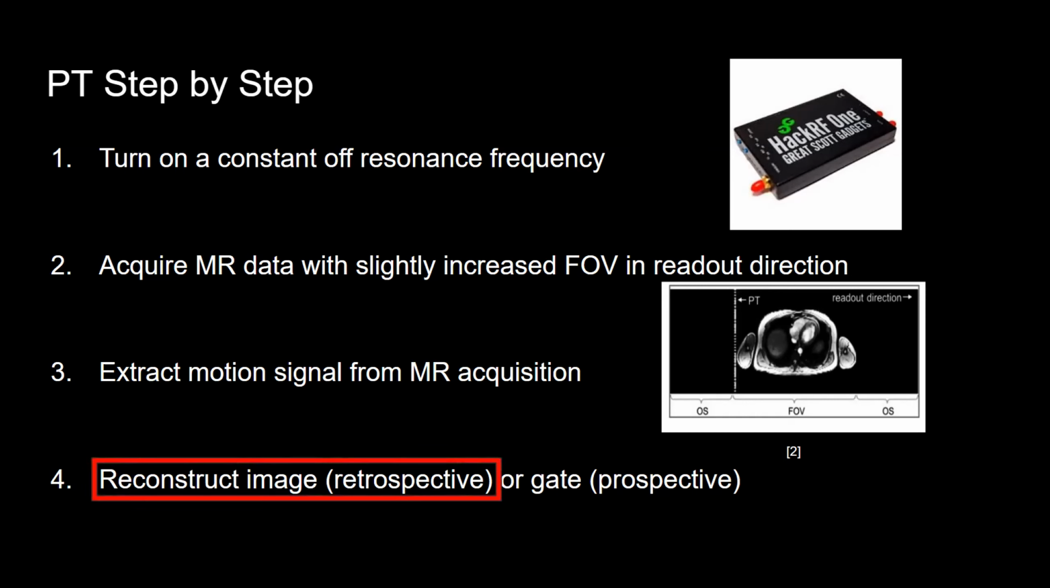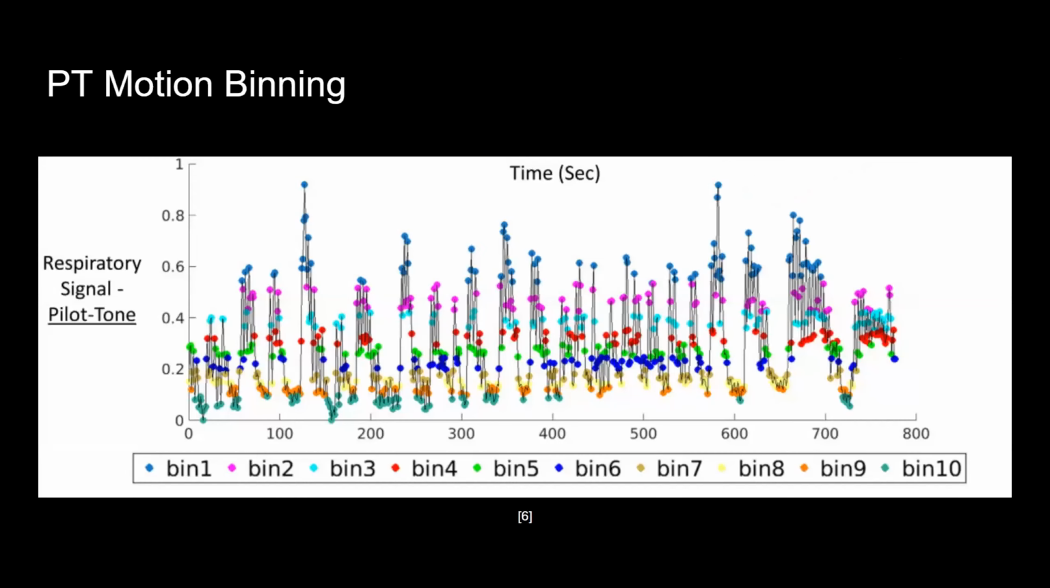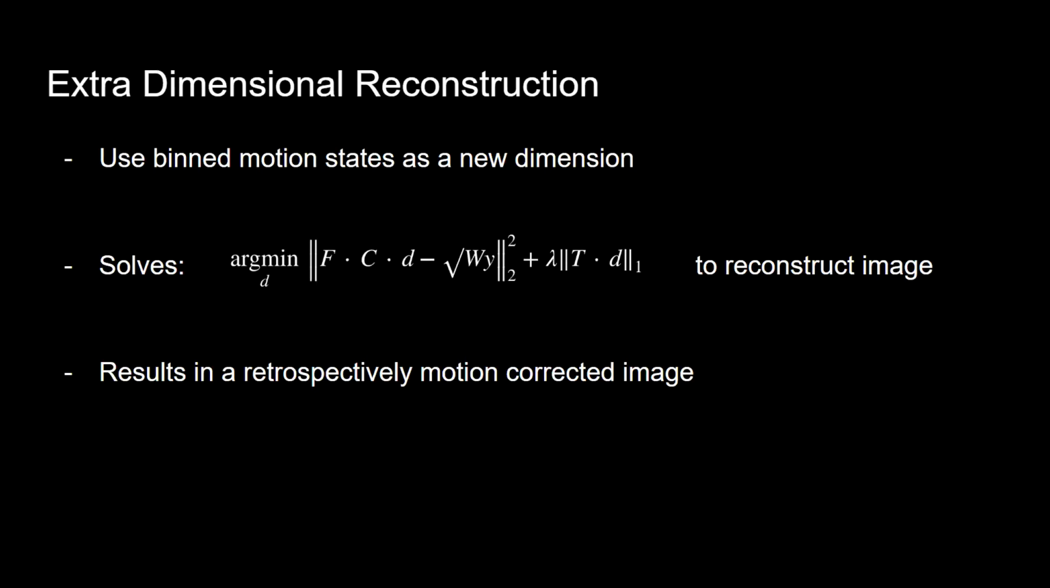Retrospective reconstruction is what was covered in this paper. More specifically, they took this pilot tone signal that gives us in turn a respiratory signal and binned it into different motion states. Given that this respiratory signal is periodic, they bin it from low motion states to high motion states, which represents bins 1 through 10. We're not going to get into too much detail here, but they view these bins as an extra dimension. The motion dimension, or motion states, is another dimension in our acquisition. They throw it into an optimization problem, and then they're able to retrospectively correct the motion images.